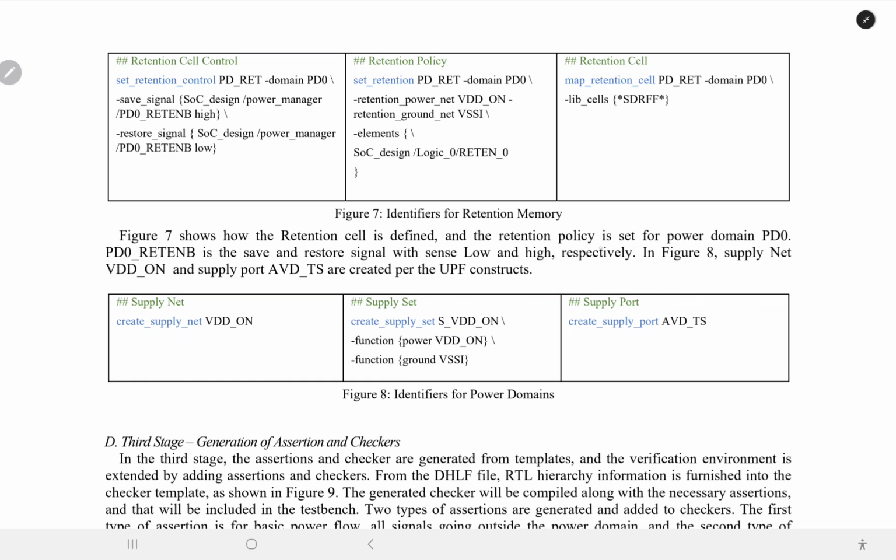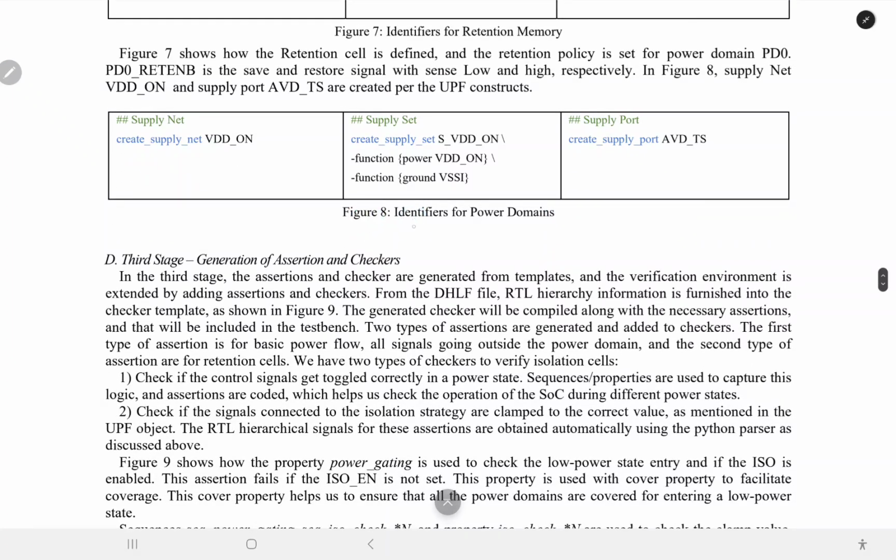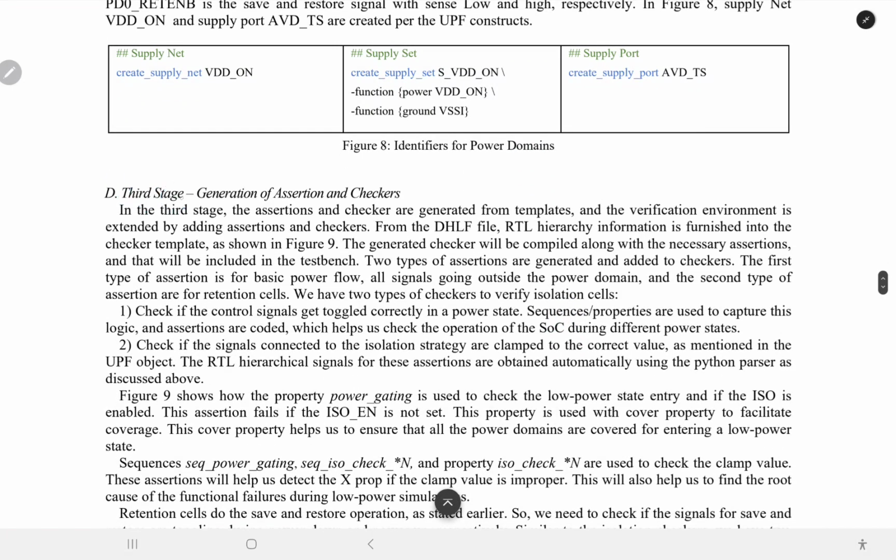The retention cell policy is set for power domain PD0. PD0 retention enable B is the save and restore signals with sense low and high respectively. In figure 8, supply net VDD on and supply port AVD_TS are created per UPF construction. The figure 8 is the identifier for the power domains. Third stage, generation of assertions and checkers.